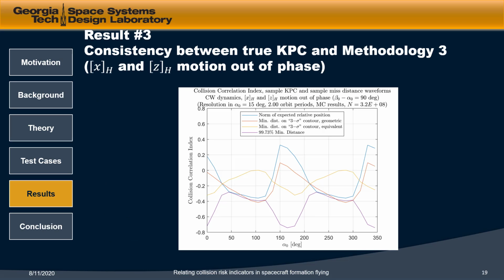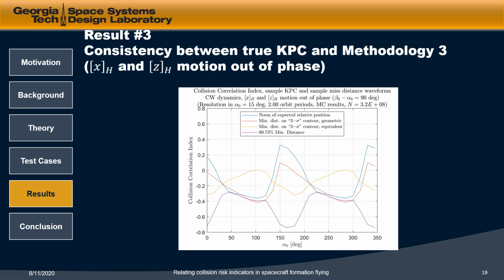This chart is the main simulation result of this paper, and it shows the collision correlation index for the case of radial and cross-track motion being out of phase. This corresponds to the popular eccentricity inclination vector separation scheme for passive formation flight collision avoidance. The cases considered encompass initial phases of radial motion across the spectrum of initial conditions.